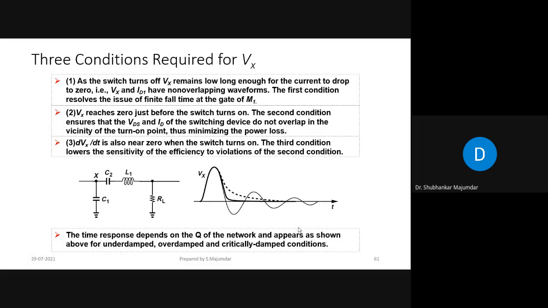The second condition ensures that the VDS and the ID of the switching device do not overlap in the vicinity of the turn-on point, thus minimizing the power loss. Then the variation in Vx, dVx/dt, is also near zero when the switch turns on. The third condition lowers the sensitivity of the efficiency to violating the second condition.